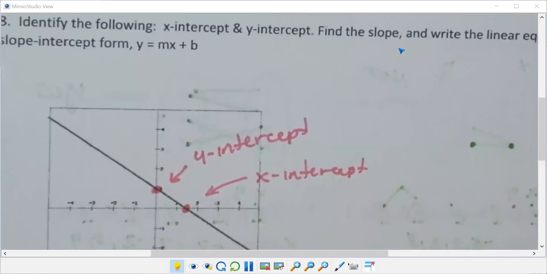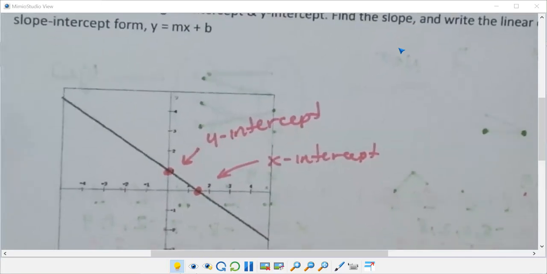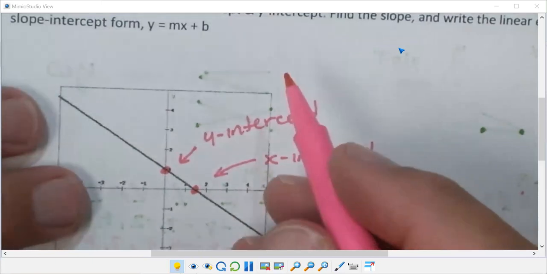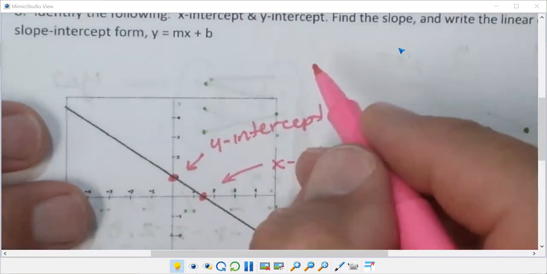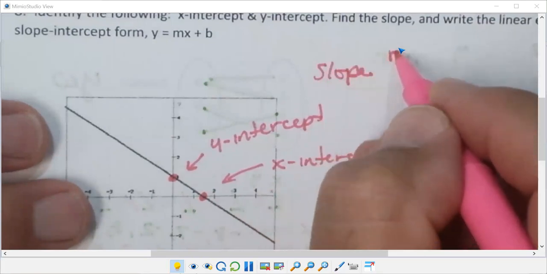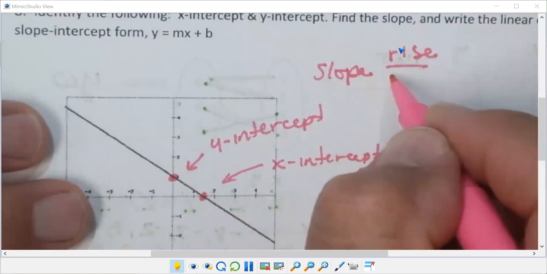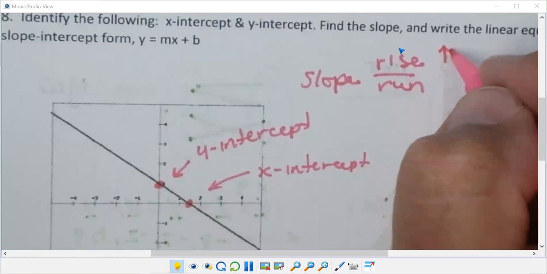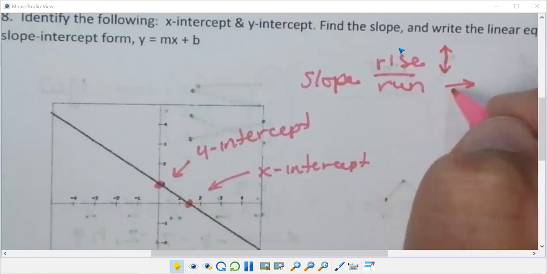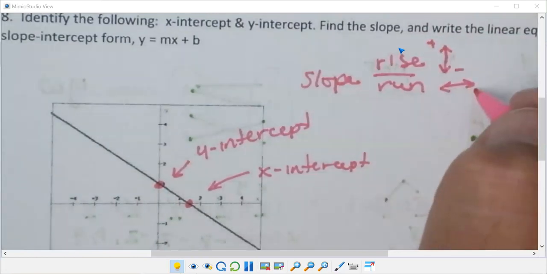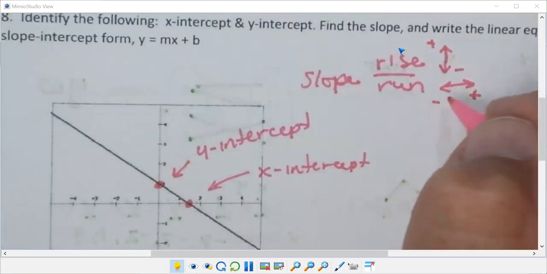All right, they want us to find the slope. This one's kind of messed up a little bit because it's kind of hard to see with the lines not showing up on the camera. You may not be able to see it very well. So anyway, when you're looking for the slope, you want to use rise over run. Most students know this pretty well because they've been doing it for a while. Rise means you go up or down, and run means you go across. Up is positive, down is negative. Go right, positive, left, negative.